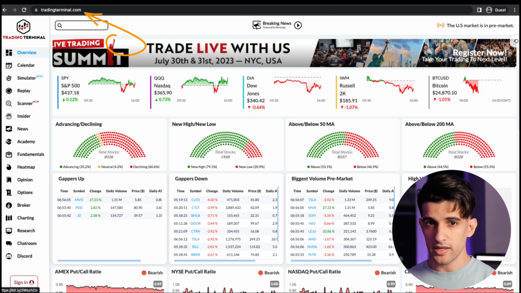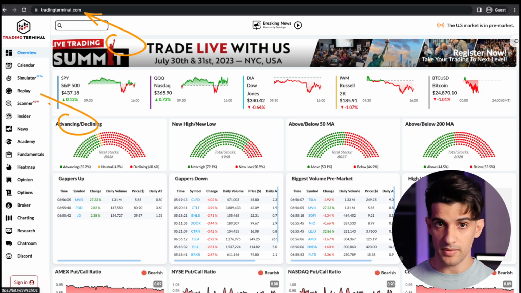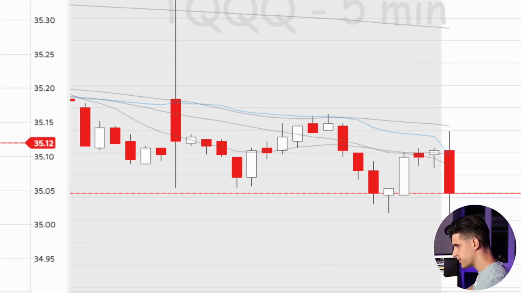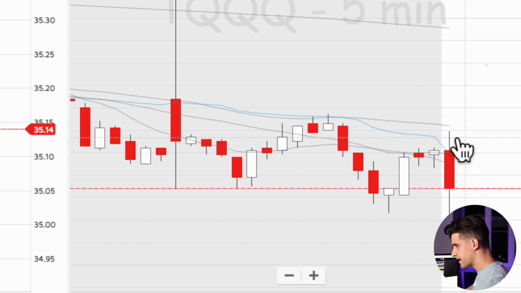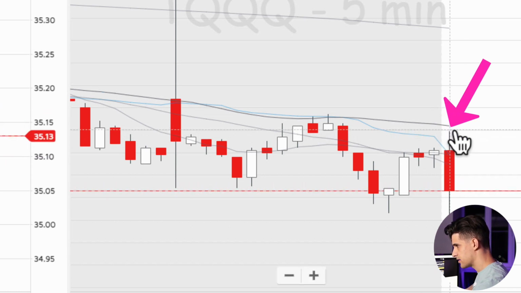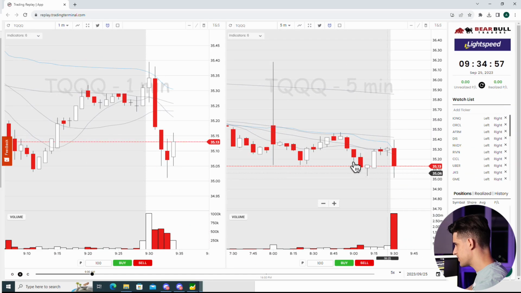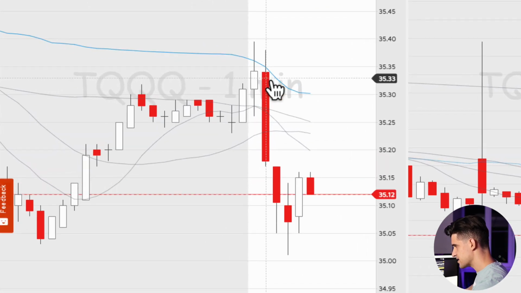Let's make it more clear and go to the trading terminal replay feature to show you exactly how Andrew traded this and to make the strategy even easier to use. So there it is, TQQQ from 25th of September. You can see that this is the opening range candle. This is the high of the 5-minute candle, and this is the low of the 5-minute candle. The 1-minute chart in this case doesn't matter a lot.